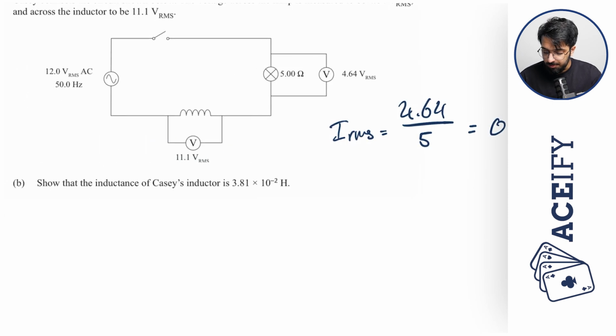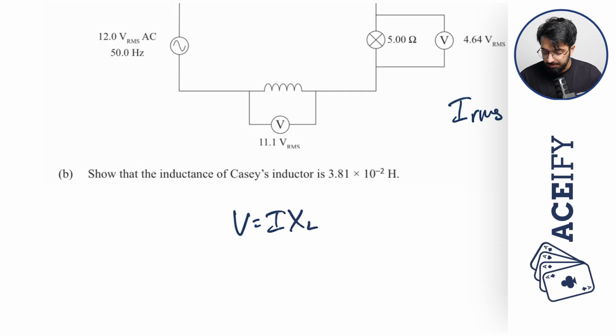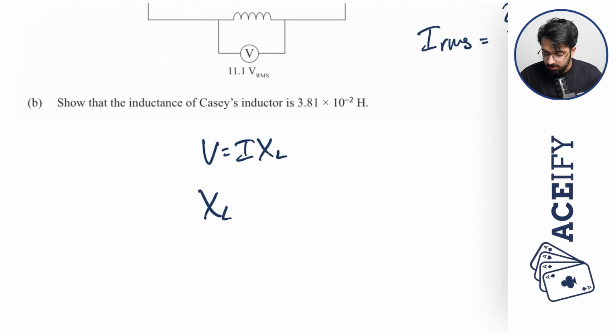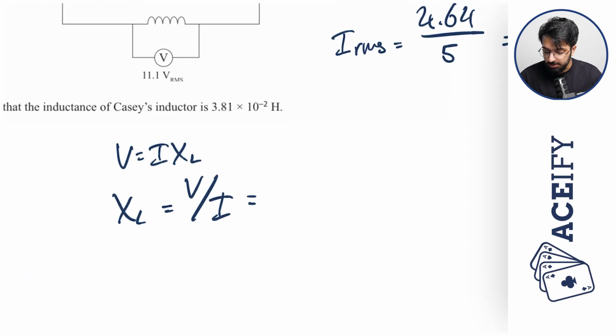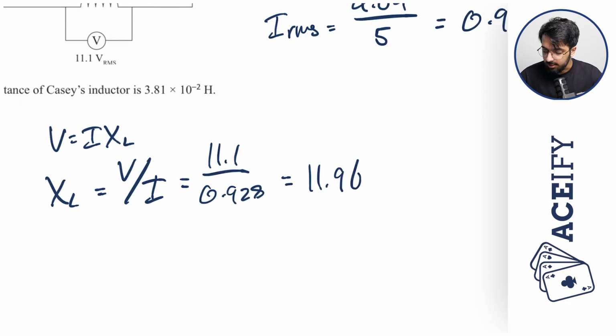Alright, and so if we apply Ohm's law to our inductor, we get V is equal to I multiplied by the reactance of the inductor. And so the reactance of the inductor is equal to the voltage across our inductor divided by the current, which we just found. The voltage across the inductor is 11.1 divided by the current, which is 0.928, and so this gives a reactance of 11.96 ohms.